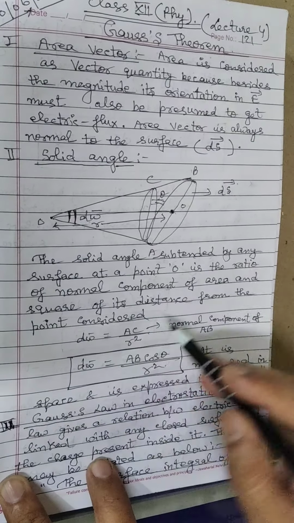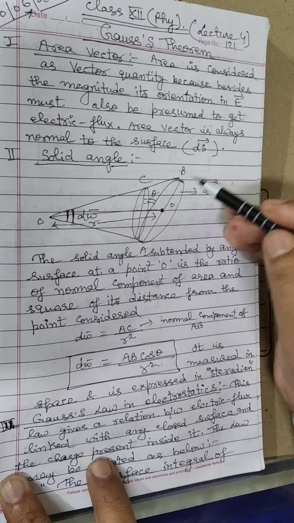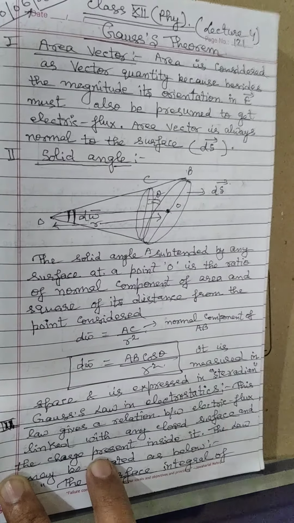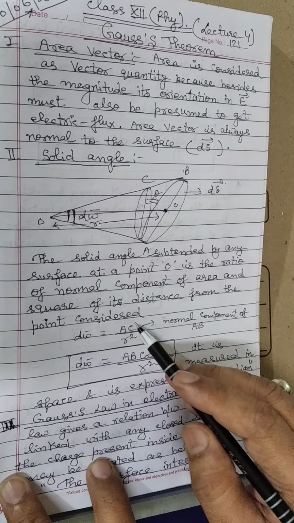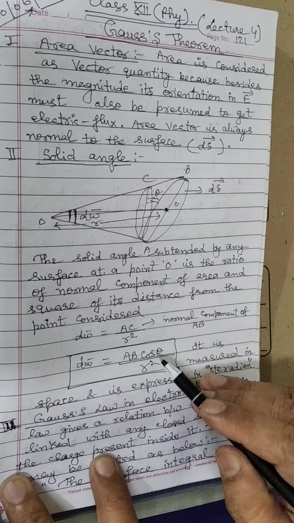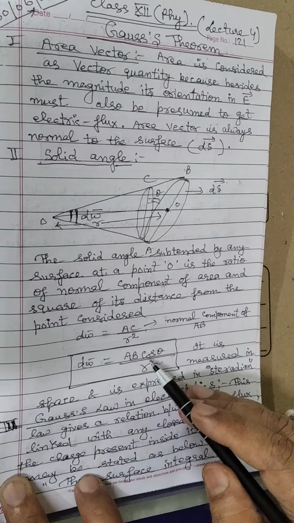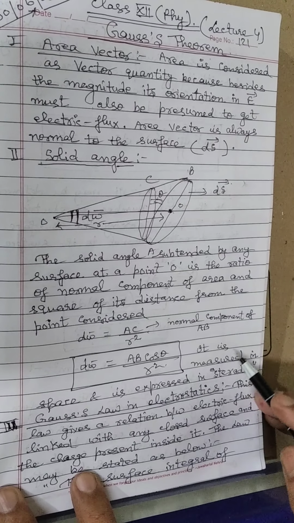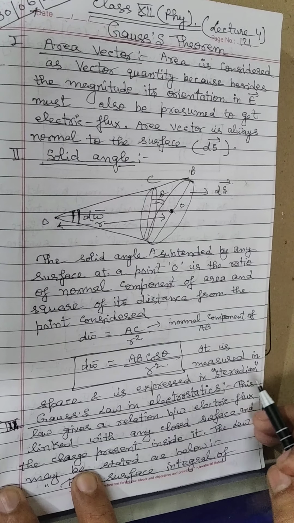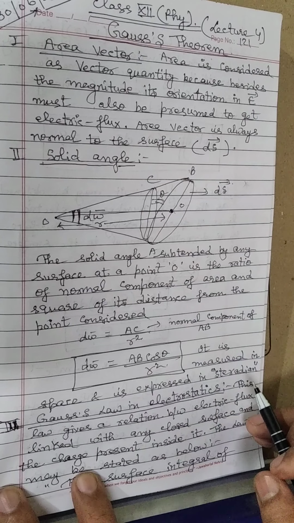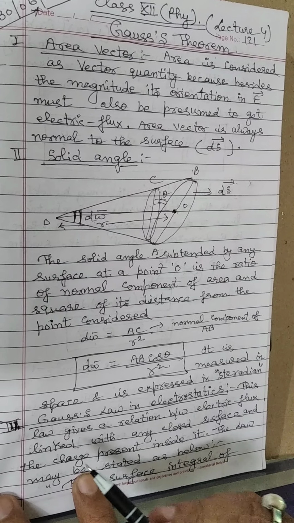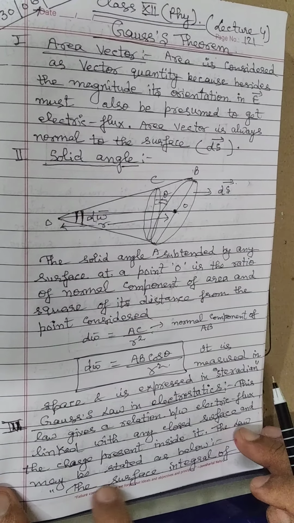So d omega, the solid angle, will be equal to AC upon r square, and AC is the normal component of AB, that is AB into cos theta. That is, d omega is equal to AB cos theta upon r square. It is measured in space and is expressed in steradian. Again I am reminding you that the solid angle is the case of three dimensions. Now let us proceed with Gauss's law in electrostatics.